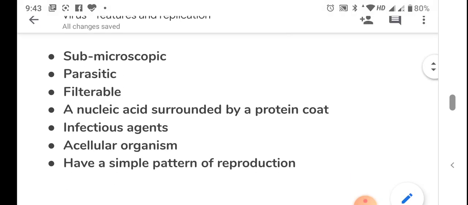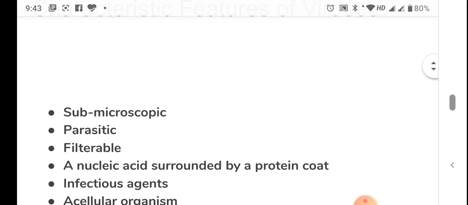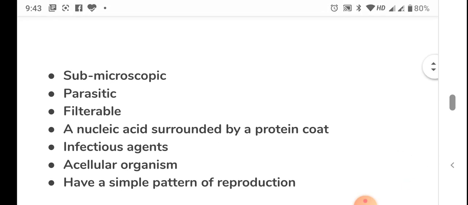So again we are just brushing up. What is a virus? It is a submicroscopic organism. We cannot see it with the microscope. It is parasitic. They are obligatory intracellular parasites. They can divide only inside a host cell. They are filterable. The description was given in earlier sessions. What is meant by filterable organisms?